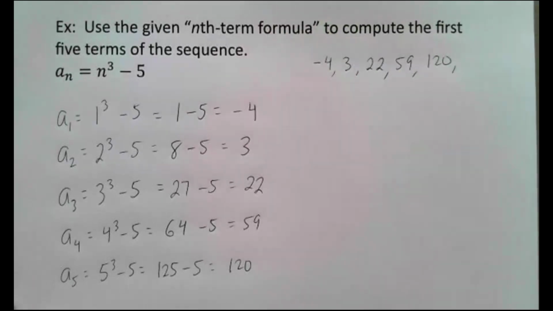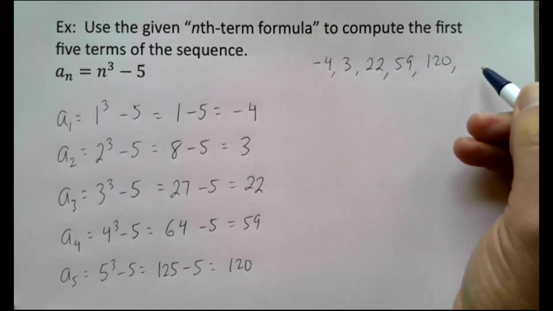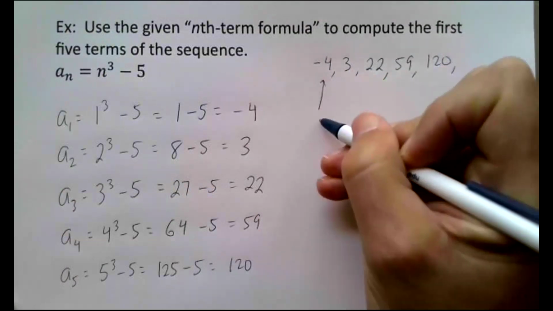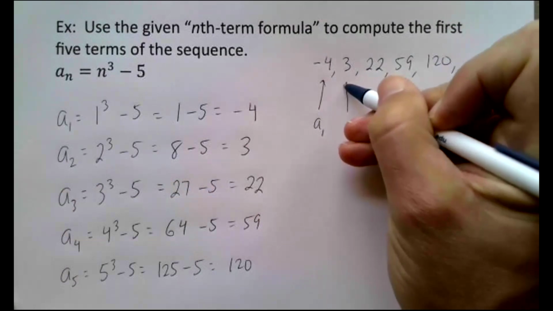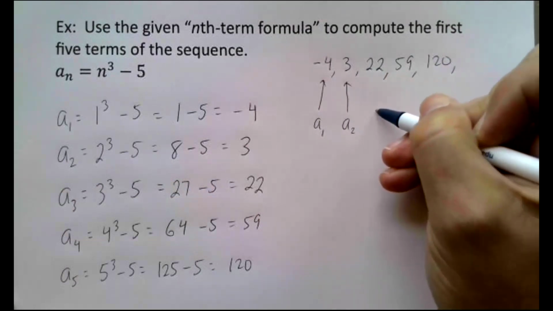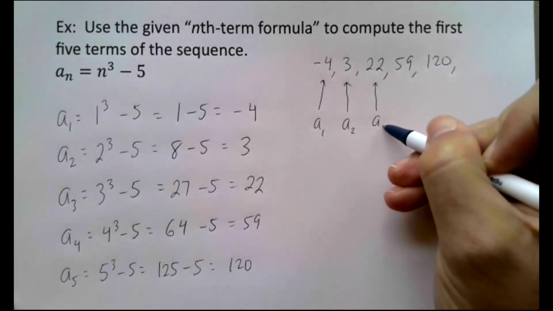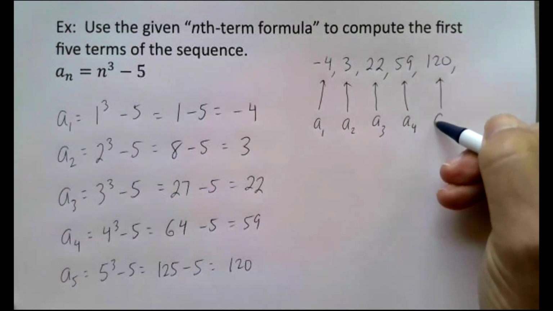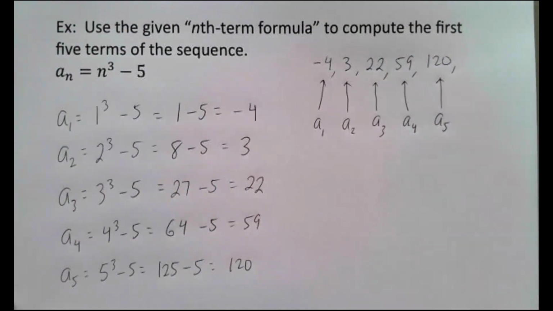What would come next? I don't know. We could figure it out if we want by putting a 6 right there. But that's not what they were asking us to do. They were asking us just to come up with these first 5 terms. This first term is called a sub 1. The second term of the sequence is called a sub 2. The third term, the fourth term, and the fifth term.